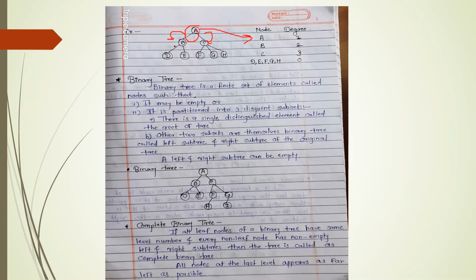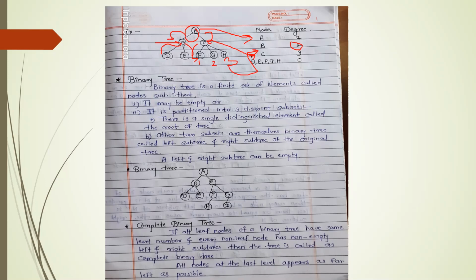Next node is B. B has two subtrees. So degree of B is 2. Next node is C. Subtrees of C are F, G and H. So degree of C is 3. Next nodes D, E, F, G, H have degree 0 because they have no subtrees below them.